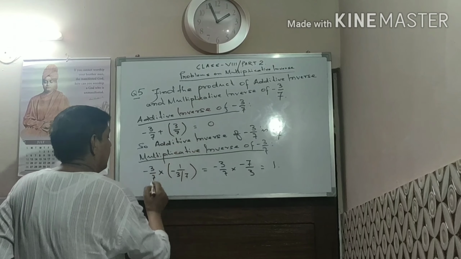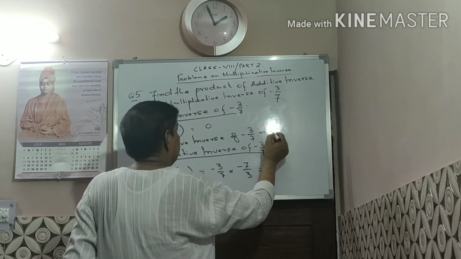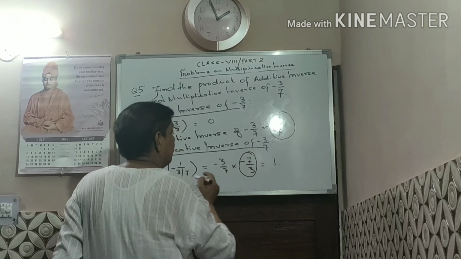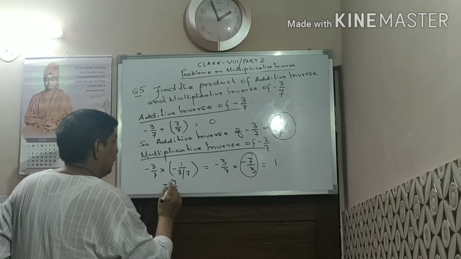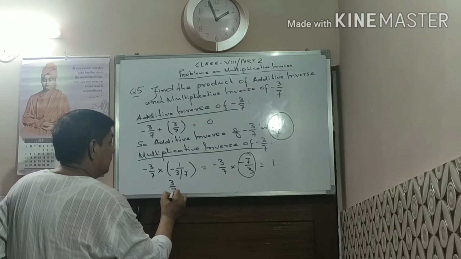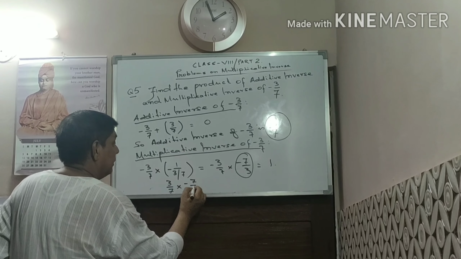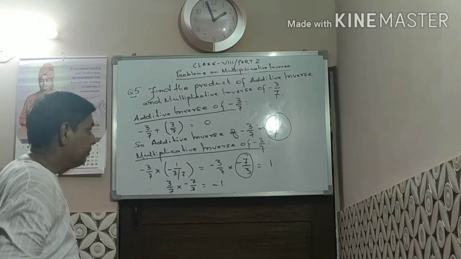Now, as per the question, we have to multiply these two things. This with this. Minus 7 by 3 into 3 by 7. That means the answer is minus 1.